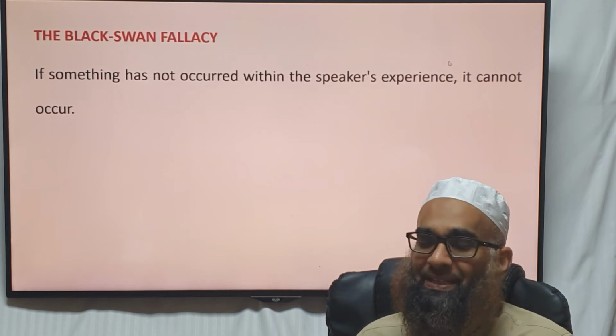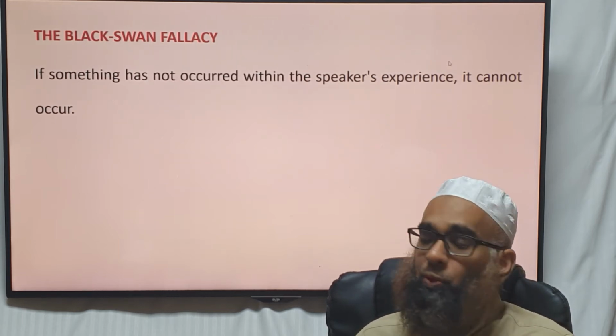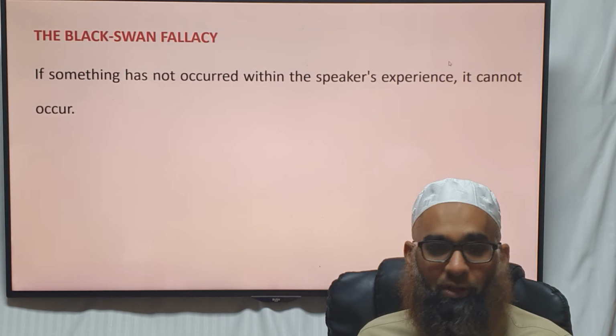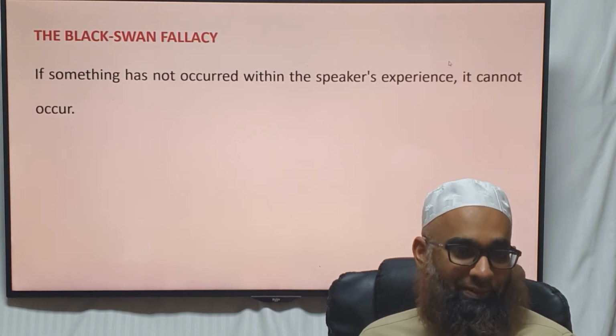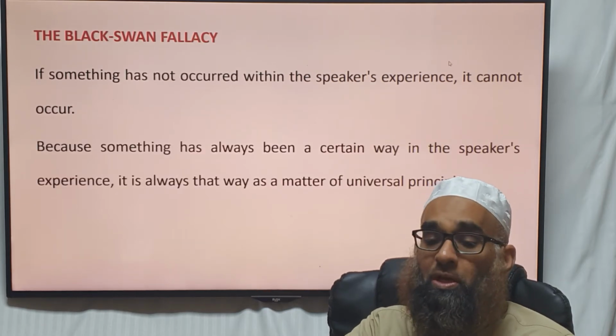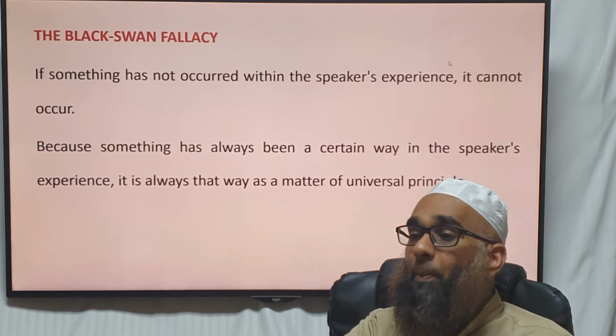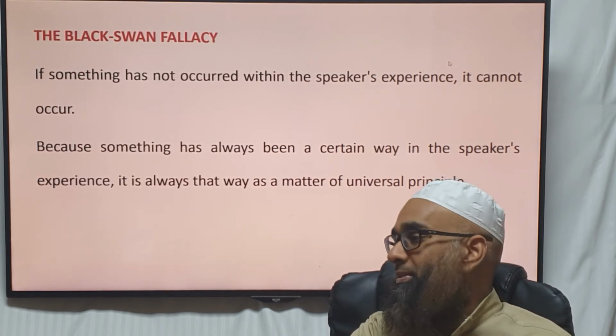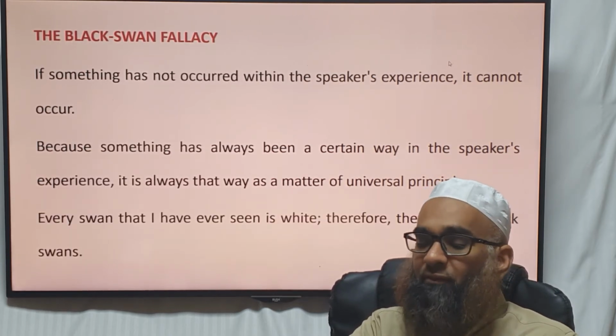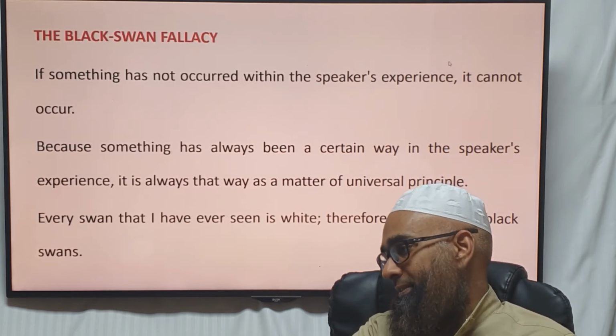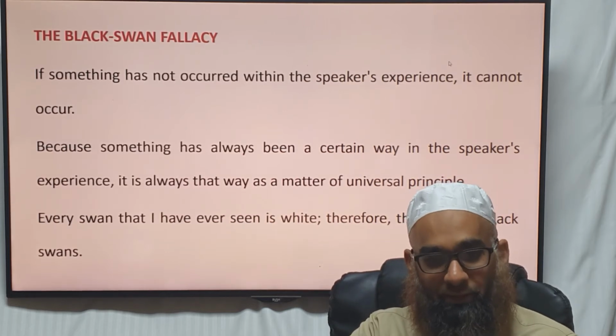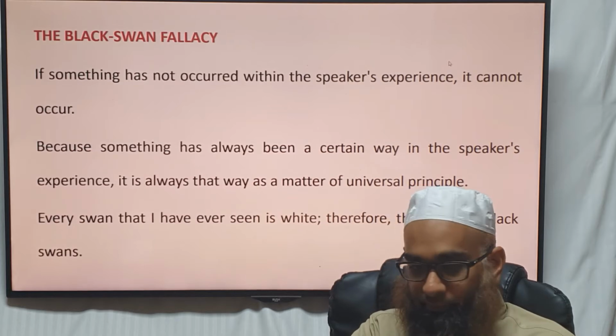So that's a very unscientific approach. Because we don't know about it, therefore it can't be true. Or because it has always been a certain way in our mind, therefore it has to be this. Every swan I've ever seen is white, therefore there are no black swans. You following? You got it?